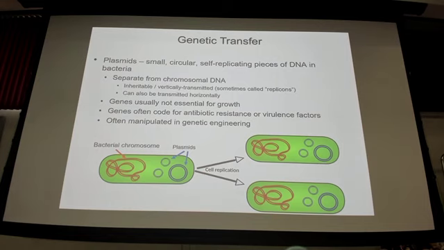In terms of the types of genes that are encoded on plasmids, oftentimes this is where bacteria will pack a lot of their virulence factors. What does virulence factor mean? What is virulence in the first place?